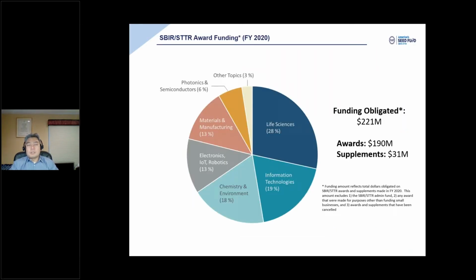So this data shows where the money went, and this is the FY 2020 data. A total of $190 million in awards were made, and including those phase two supplements came out to be roughly $221 million. One thing to keep in mind as you look at this chart, it's not really meant to be a breakdown of percent goal that we have to fund technologies.